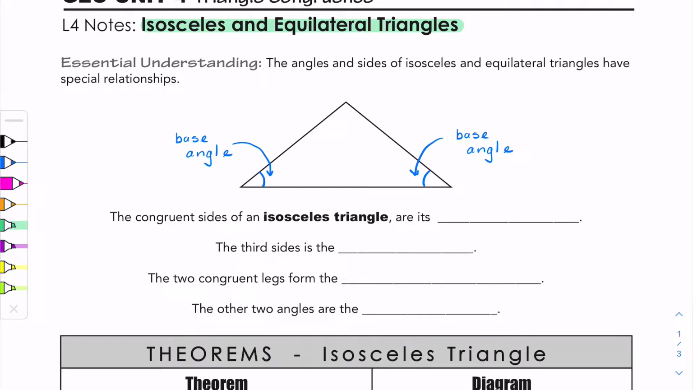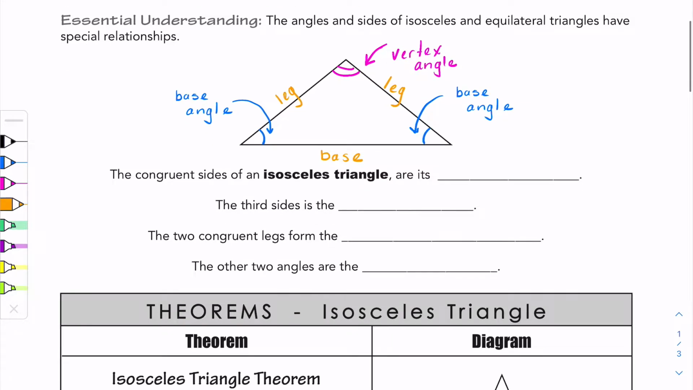An isosceles triangle also has what we call a vertex angle. And lastly, an isosceles triangle has what we call two legs, and of course, the base of the triangle. Within an isosceles triangle, the legs are congruent.